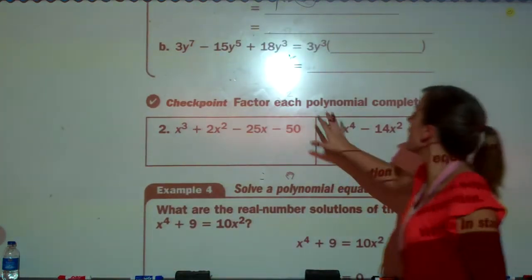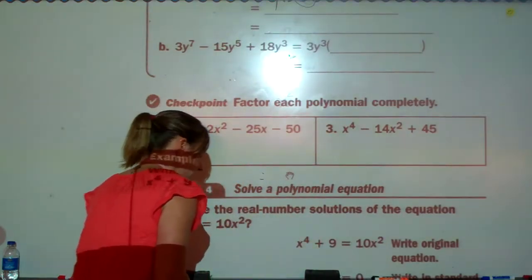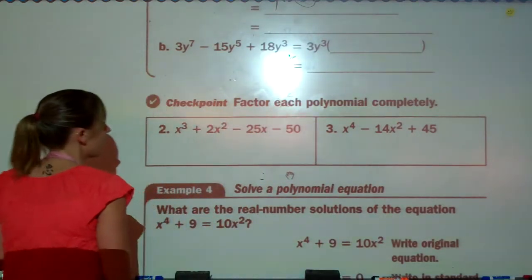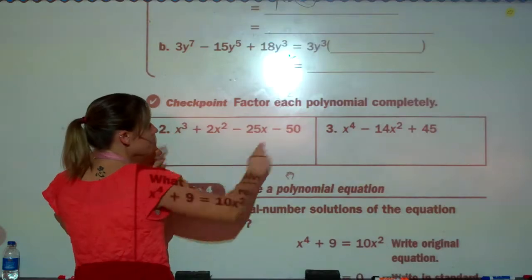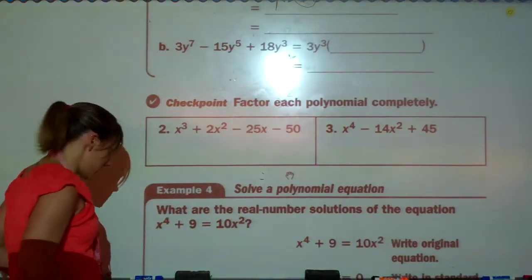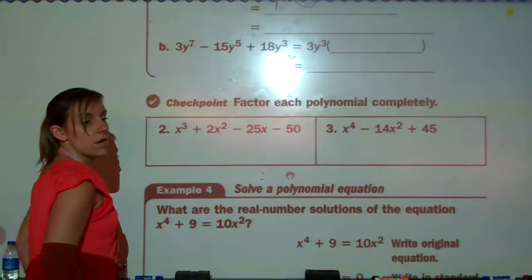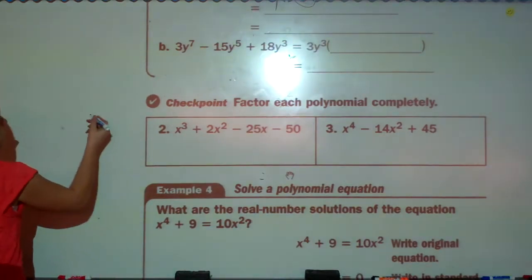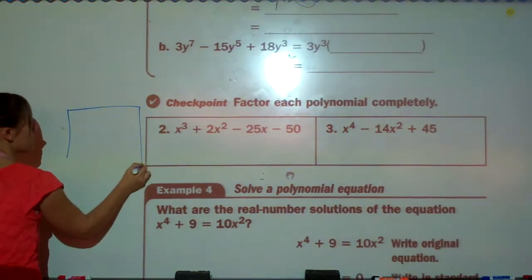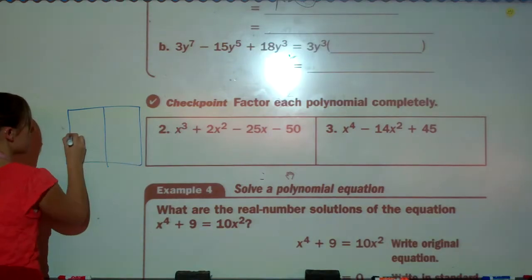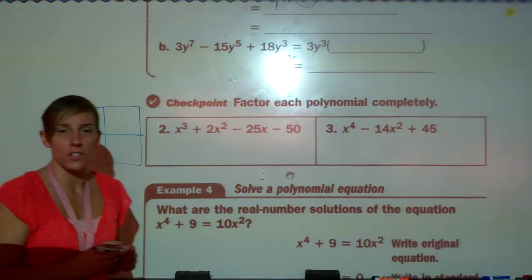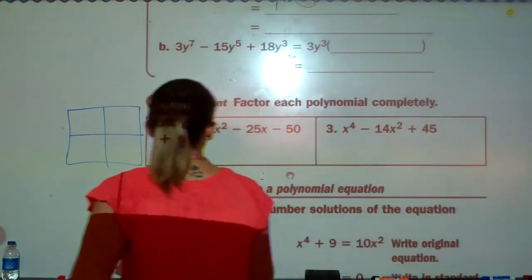Okay, it says factor completely, so we want to start with the GCF and then go from there. This one has 4 terms, and we've already practiced that the 4 terms means our box. So, let's just set up our box and practice that. So let me put mine in, you put yours in, and you check yourself.